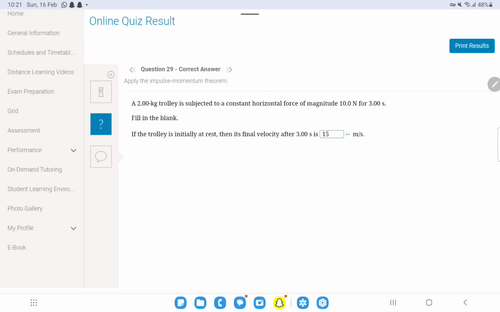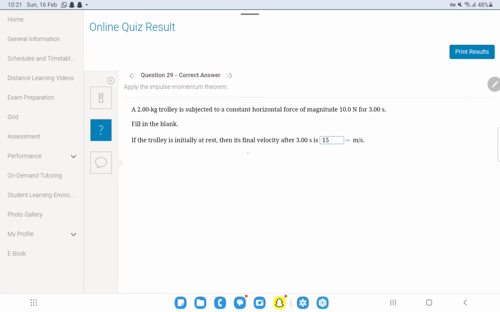So for this one, a 2 kilogram trolley is subjected to a constant horizontal force of magnitude 10 N for 3 seconds. We first find the impulse or the momentum. So delta p equals J equals F t. So F is 10, t is 3, so p is 30.